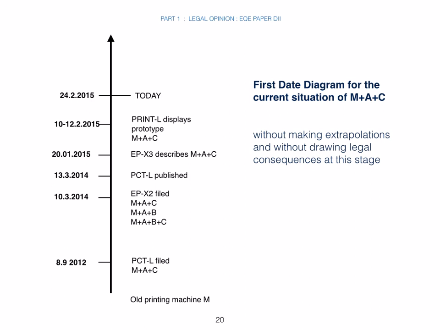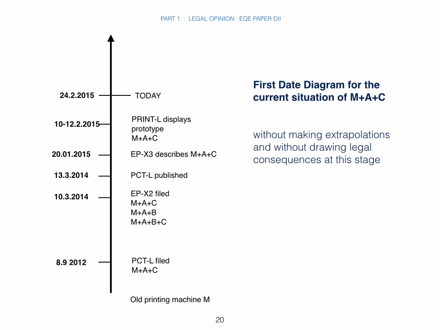EPX3 was filed the 20th of January 2015 and it describes M plus A plus C. 10th to 12th of February 2015, Print L displays a prototype of M plus A plus C, and today is the 24th of February 2015. There again, that's the sheer initial date diagram without extrapolations. For the extrapolations and legal consequences, they will come later in part 2 of the tutorial.